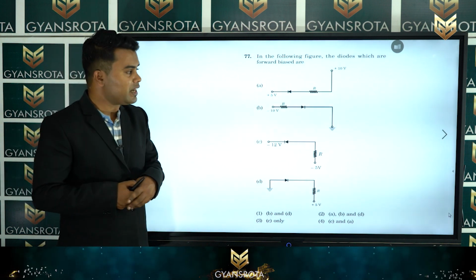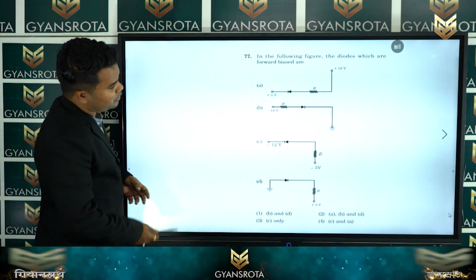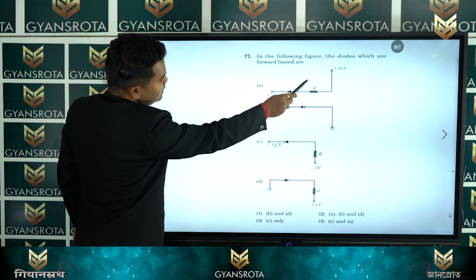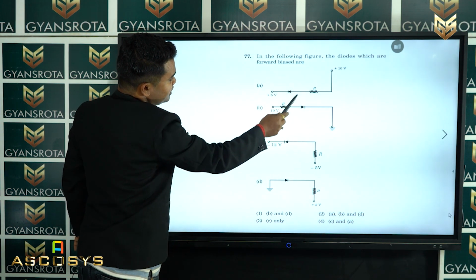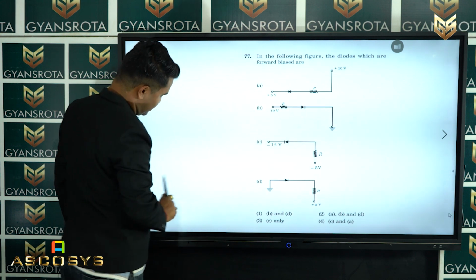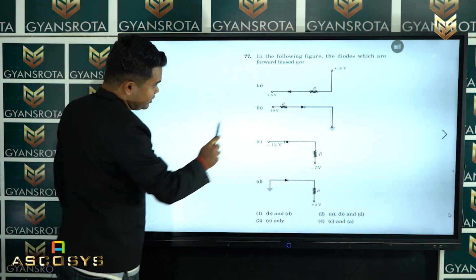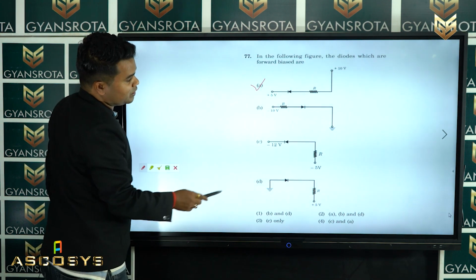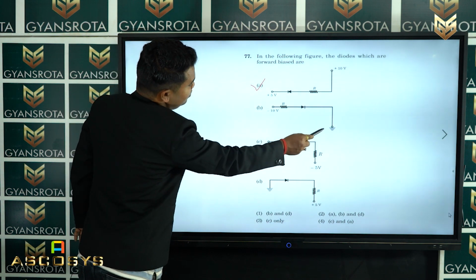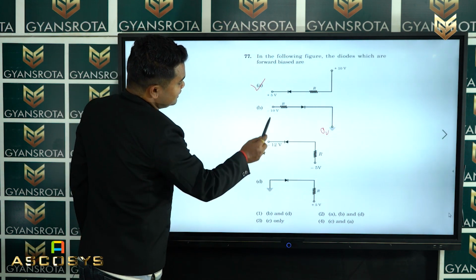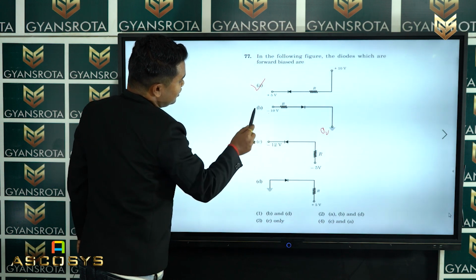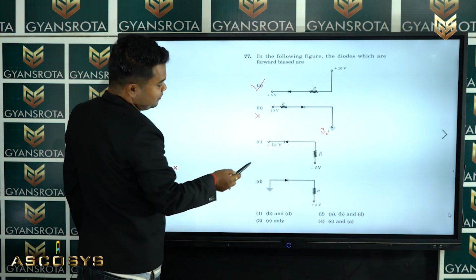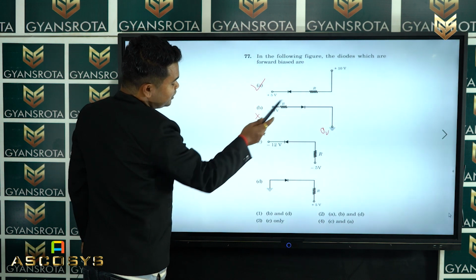Now we need to look at the options. Option number 1, this is at high potential, meaning positive is connected to the positive, negative connected to the negative. So option A is correct. This is forward bias. Now look at this one. This is at 0 volt, and this is at minus 10 volt. So this will be at high potential, positive connected to the negative. So no, that is a reverse bias diode.